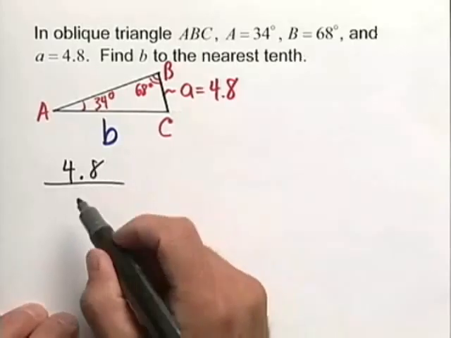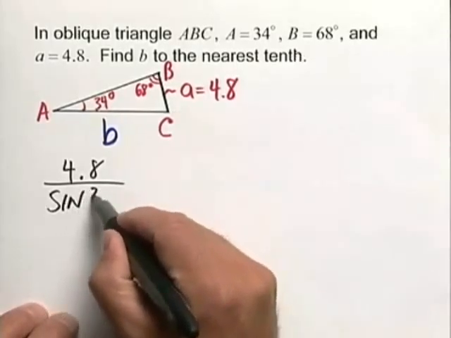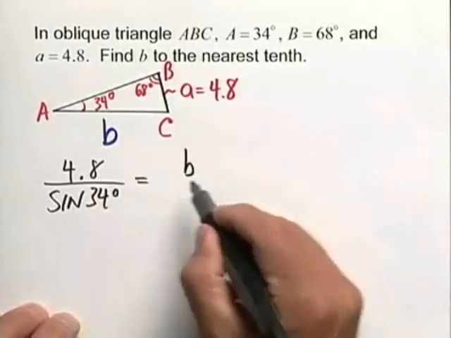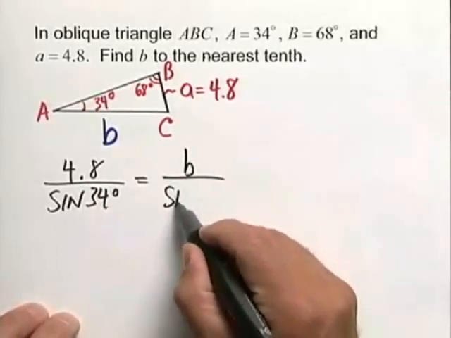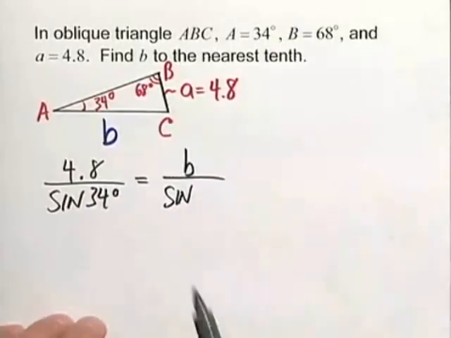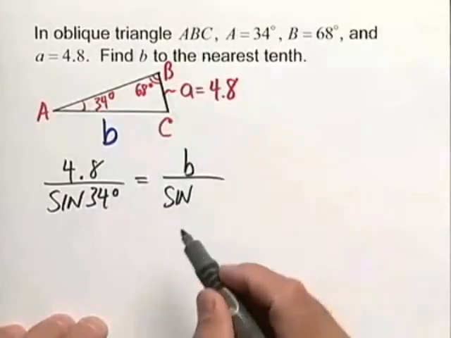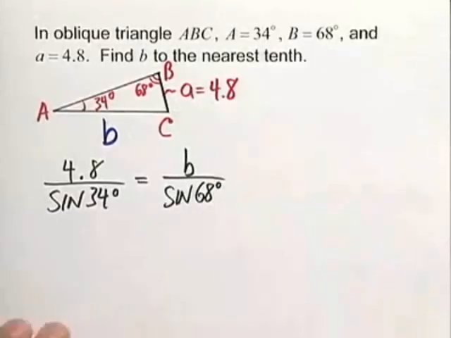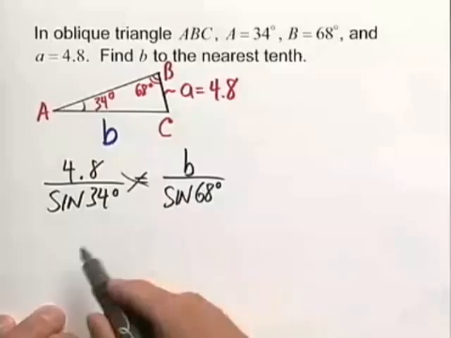4.8 divided by the sine of 34 degrees is equal to b divided by the sine of, now we have to recognize the angle here. Since side b is opposite angle B, we're going to use the sine of 68 degrees. Now we have a nice proportion. We're going to cross multiply.